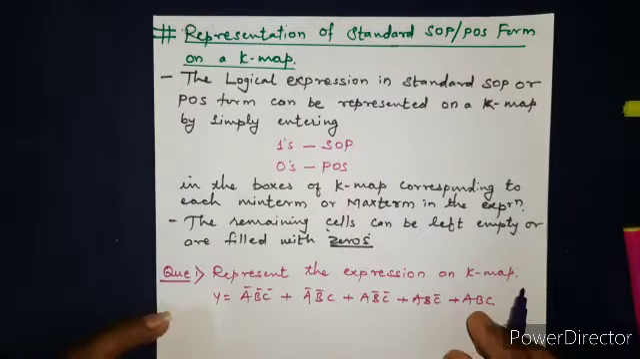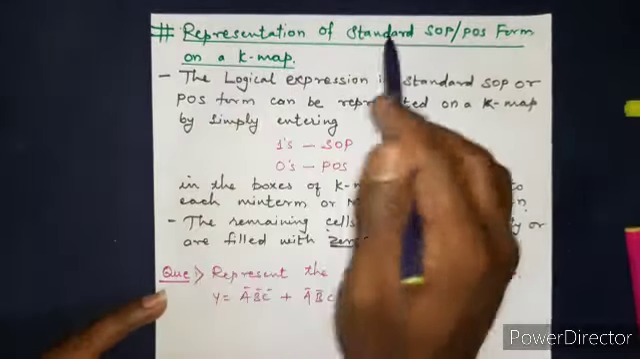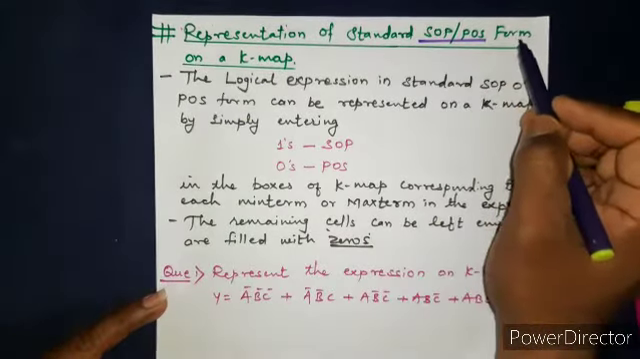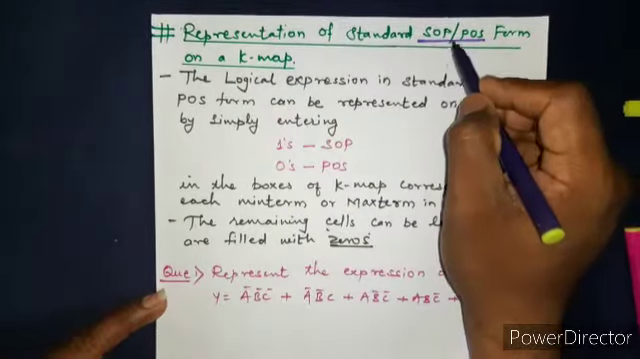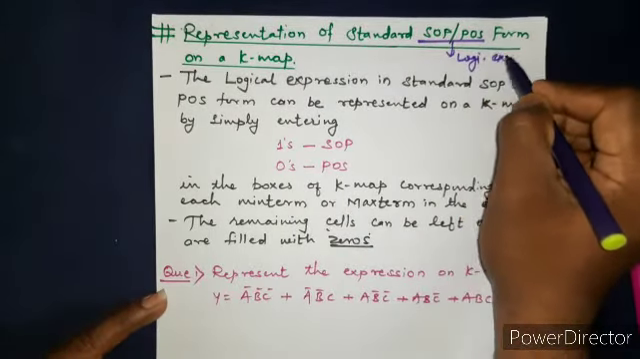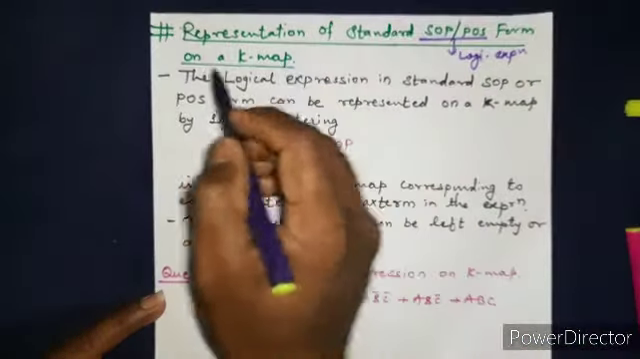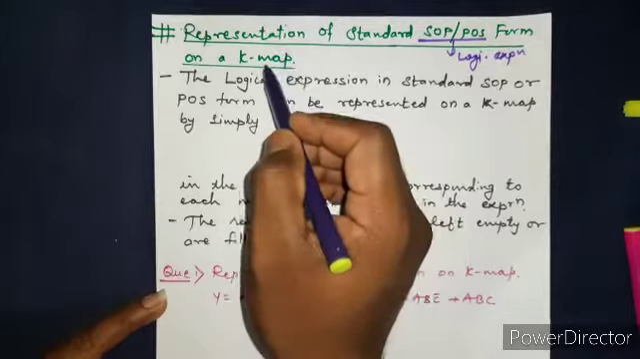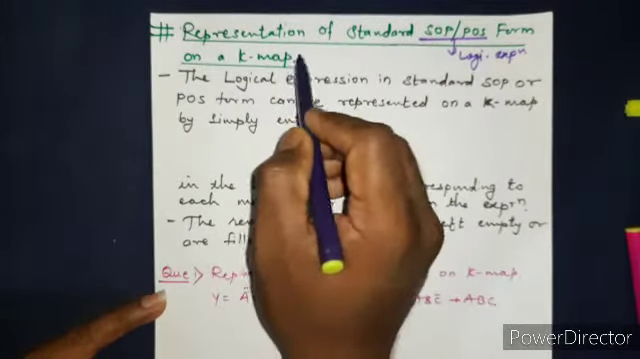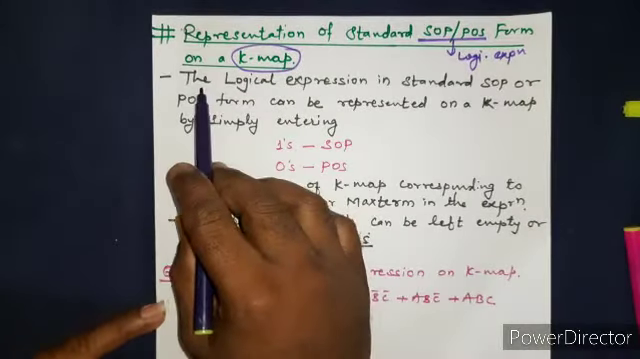Hello friends, so let us see the next part of this SOP, POS and K-map. Now here we can see representation of standard SOP POS form on a K-map. So if we are given a logical expression in either of the forms, then how we can map or plot that on the K-map, right? So let me go through these points.